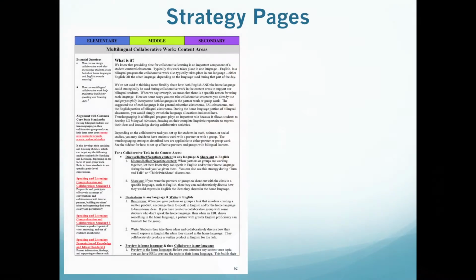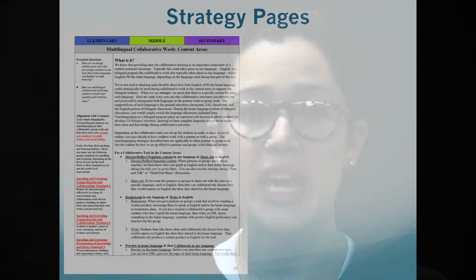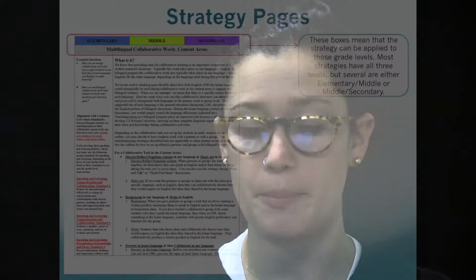So if you open up your guide to page 62, we're going to be looking at the strategy called Multilingual Collaborative Work Content Areas. As I go through this, I want you to look and make sure you're following along where we have red outlines, because that is the specific section we're going to be talking about.